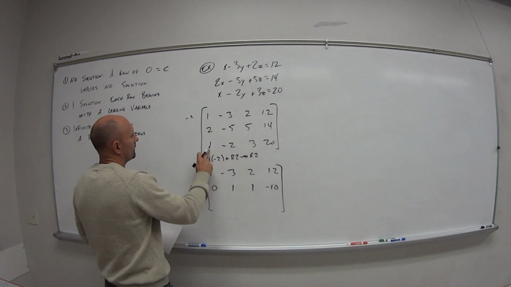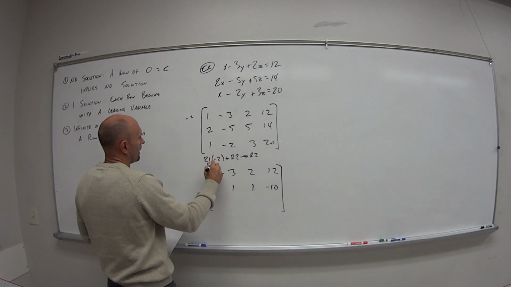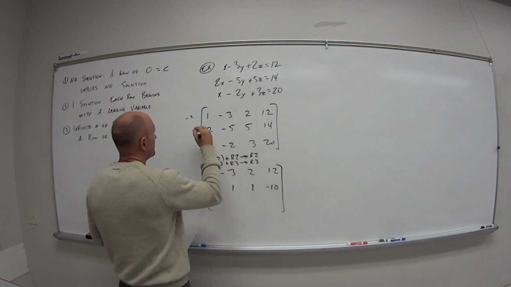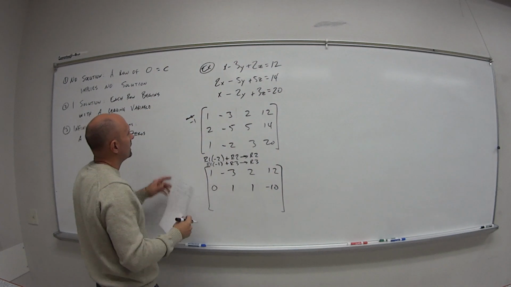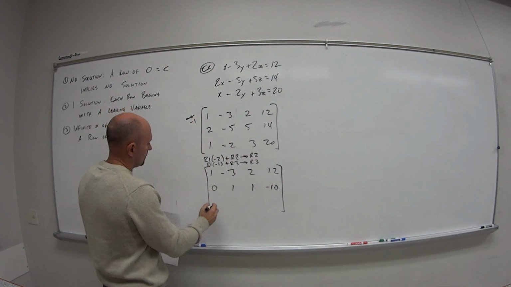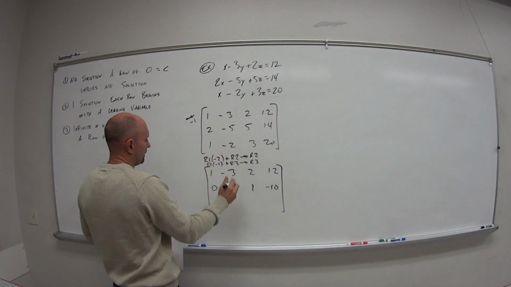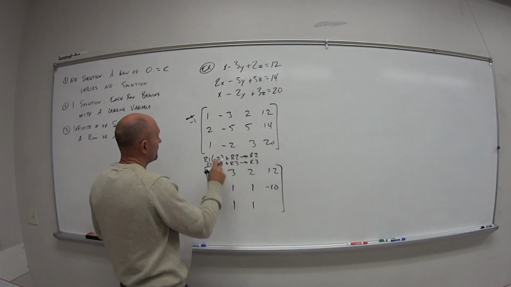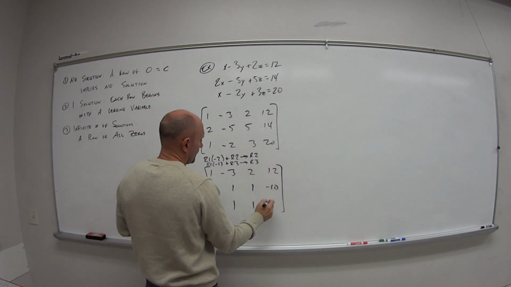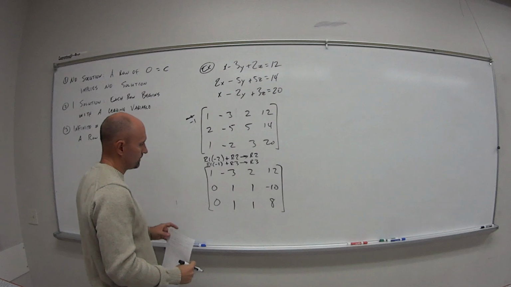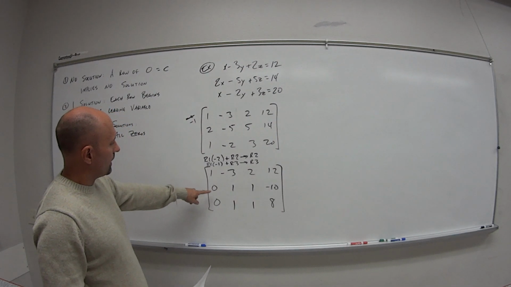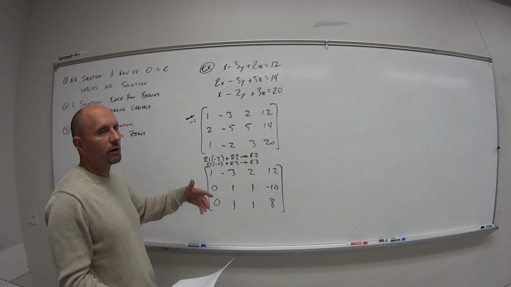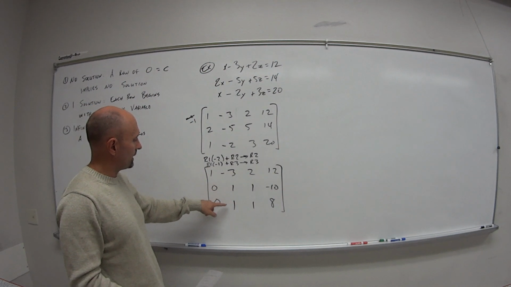Now how about this one down here? I need to do row 1 times -1 plus row 3 gives me a new row 3. So if I do -1 times that and add it, 0. 3 minus 2 is 1. -2 plus 3 is 1. -12 plus 20 is 8. So now I want to get a 0 down here, at this triangle. I'm working towards reduced row echelon form, ideally.